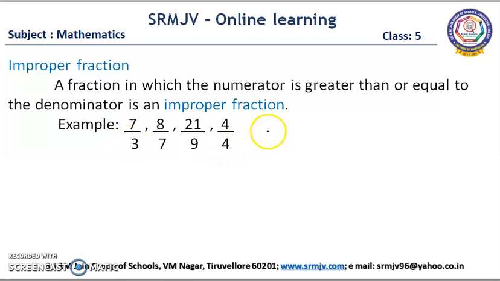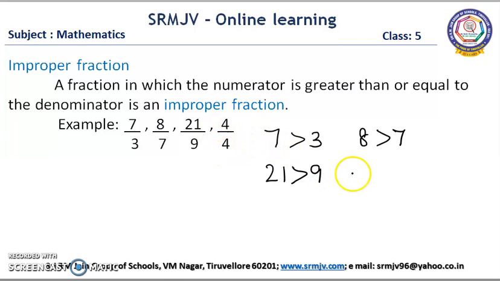See, in the first fraction, the numerator 7 is greater than the denominator 3. In the second fraction, the numerator 8 is greater than the denominator 7. In the third fraction, numerator 21 is greater than the denominator 9. In the fourth fraction, the numerator is equal to the denominator. If the numerator is greater than or equal to the denominator, then the fraction is an improper fraction.